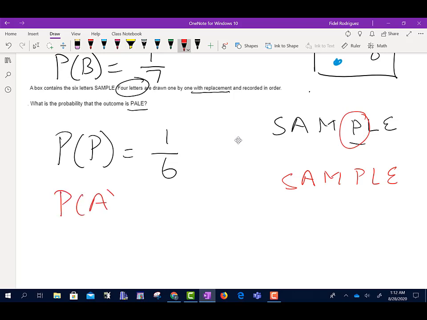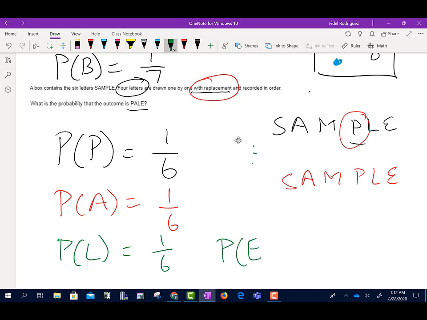So now, what's the probability that I'm going to choose the letter A? Well, there's only one A out of those 6. But again, once I choose the letter A, we're going to put it back because it says with replacement. Even though we chose it, we're putting it back in there. That's what with replacement means. What's the probability that we're going to choose the letter L? Well, there's only one L out of the 6. And what's the probability that we're going to choose the letter E? There's one E out of the 6. And I'm just going to multiply them straight across.